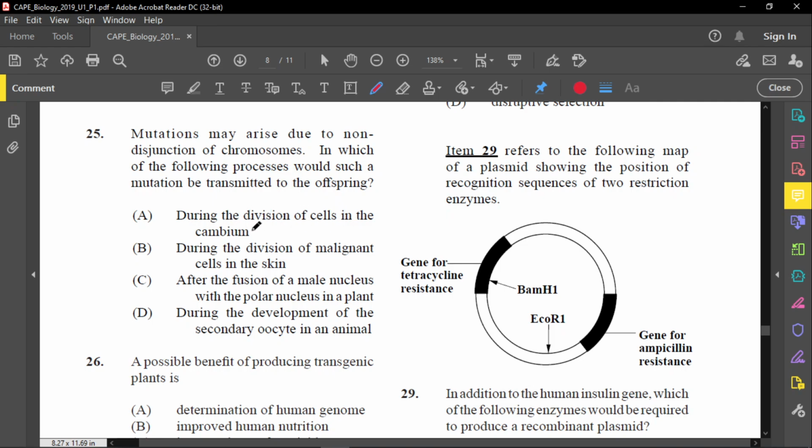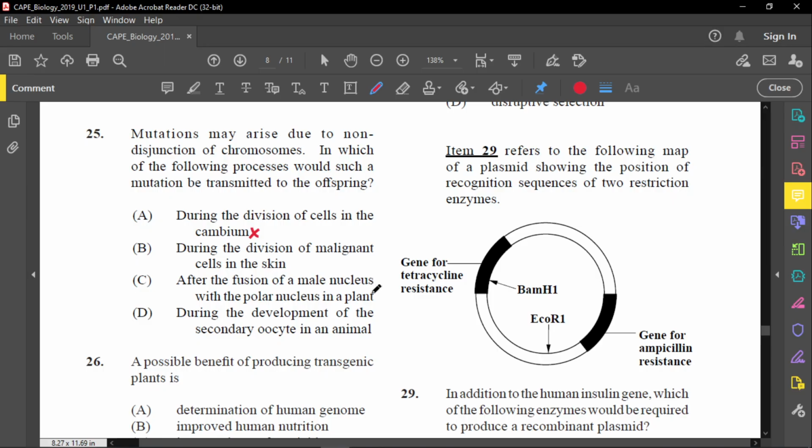The first option, during division of a cell in the cambium, is not true, because that's not transmitting to the offspring itself. That's just an individual organism being affected by it. Next, during the division of a malpighian cell in the skin: that would actually lead to cancer of the skin, not necessarily transmitted to the offspring. After the fusion of the male nucleus with the polar nucleus in the plant, this is not too bad, to be honest with you, but let me talk about this a little bit. This is not a typical way for it to be transmitted to the offspring.